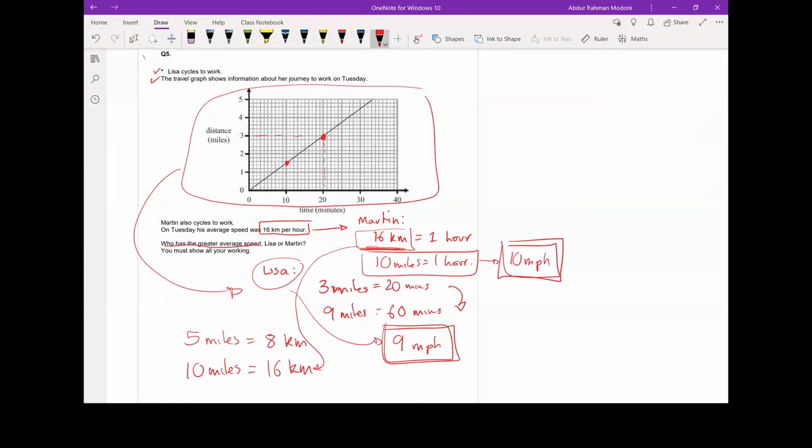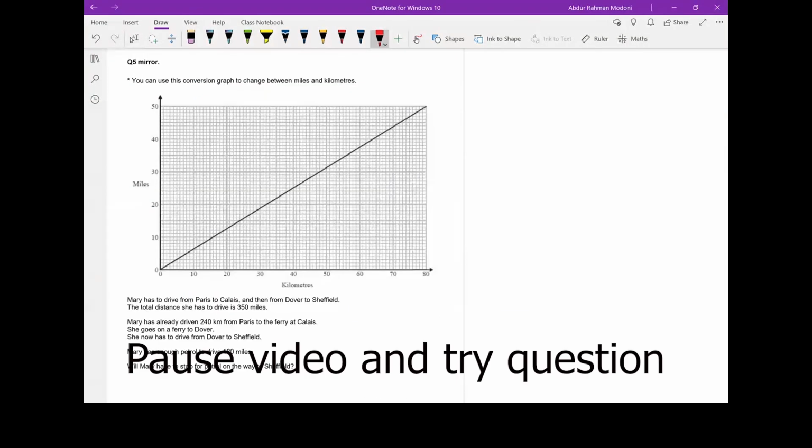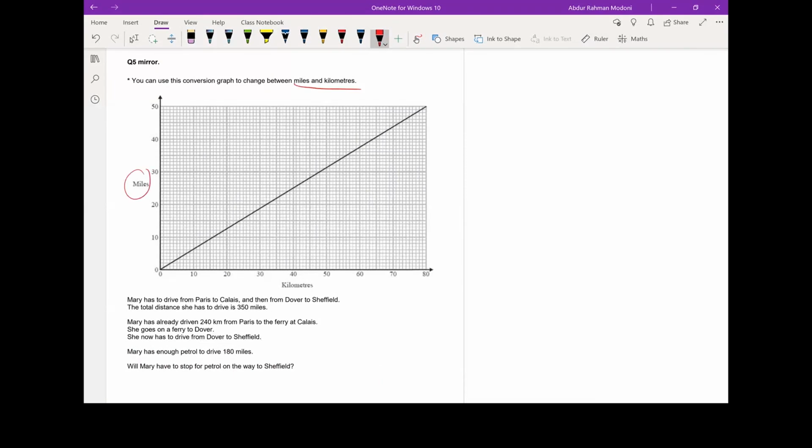Who has the greater average speed? We need to answer the question: Martin has. Okay, so it gives us here, you can use the conversion graph to change between miles and kilometers. We can see that there's miles on one axis and kilometers on the other axis. How do we use it? Well, if you read up from, let's say, 40, what's a nice one to use here? 40 seems quite nice.